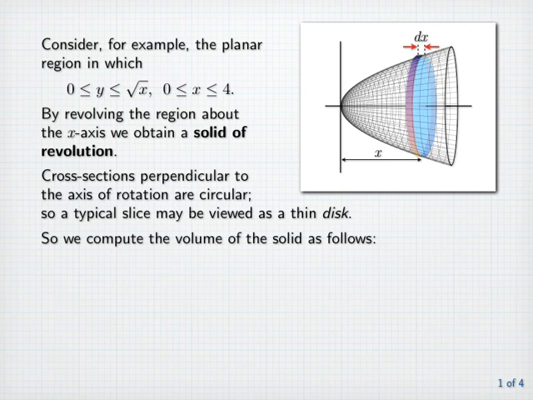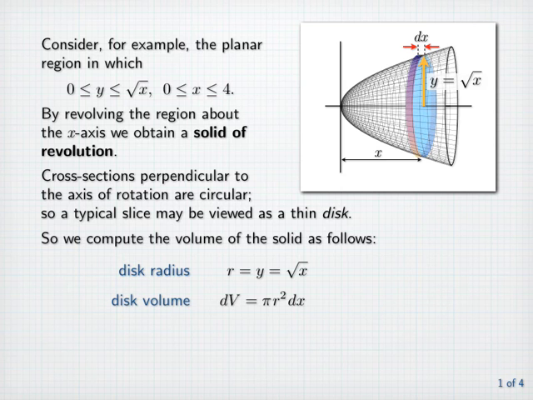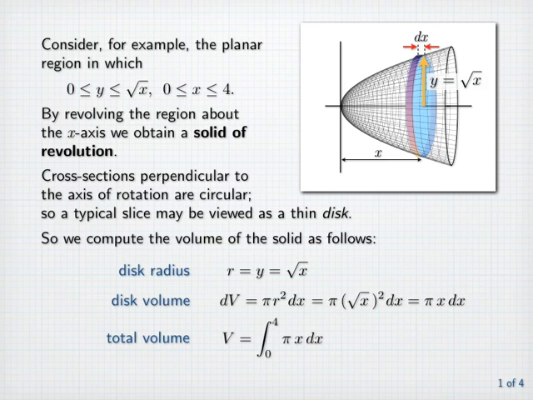To write the disk volume dV, we first need the disk radius. This is simply the y-coordinate on the curve, which is the square root of x. So the disk volume is pi times the radius squared dx, or pi times the square of the square root of x times dx, which is simply pi x dx. So the volume of the solid is the integral from 0 to 4 of pi x dx. This gives us pi times 1/2 x squared, evaluated from 0 to 4, which equals pi over 2 times 4 squared minus 0 squared. So we have pi over 2 times 16, which equals 8 pi.